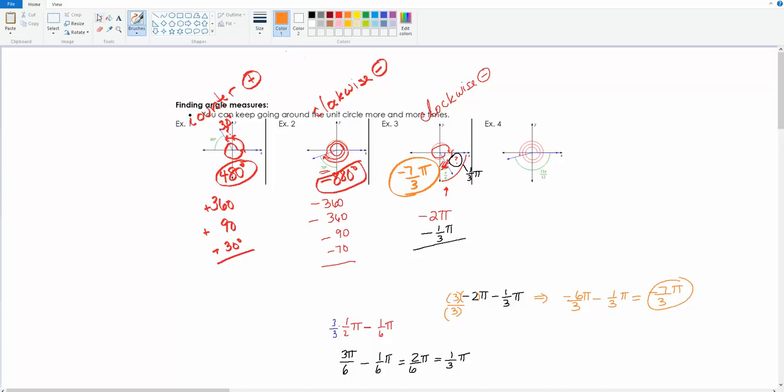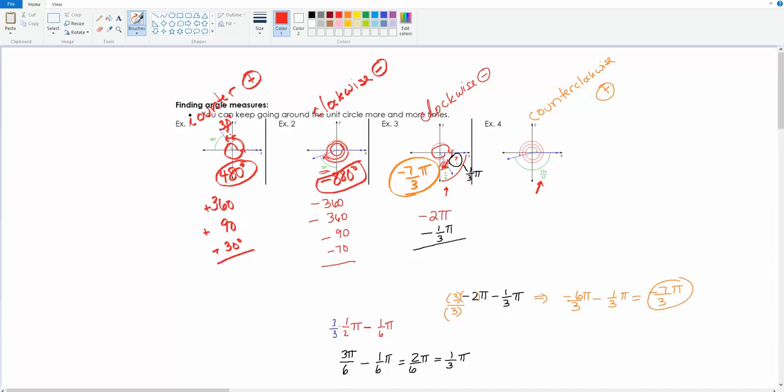All right, the last one. It is going counterclockwise. I can spell counterclockwise. So that means the angles are going to be positive. And it's also in radians, so get ready.